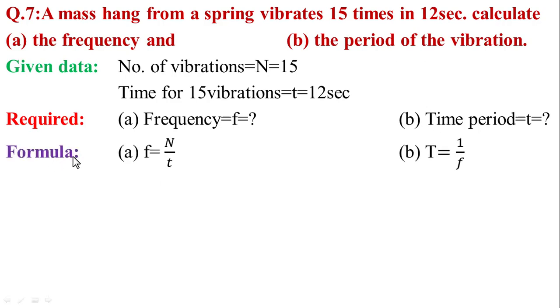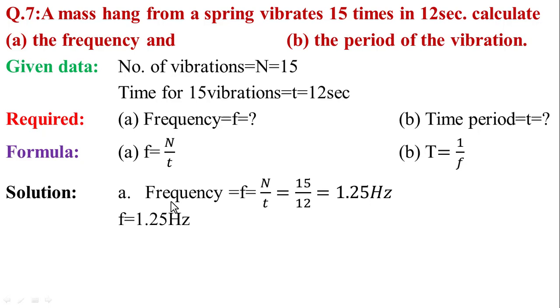Now using the formula for frequency, according to the definition, frequency is the number of waves passing through a unit time. So f is equal to n upon t. Similarly, we can find the time period, and time period is the reciprocal of frequency. So T is equal to 1 upon f.